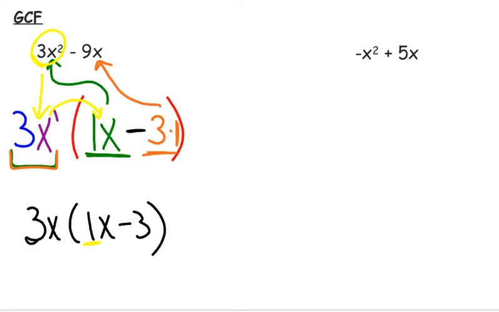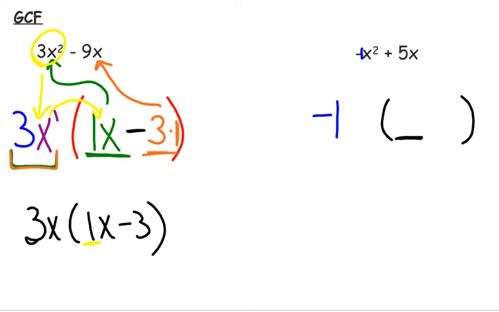Okay, then let's take a look at the next one. I have a negative x squared plus 5x. First and foremost, I'm looking at my numbers, and I have a negative 1 and a 5. Nothing as far as numbers is going to come out, but I can actually factor out a negative 1. I can take that negative out of there, because normally what we like to have inside our parentheses, this first term here, we like to have it positive.